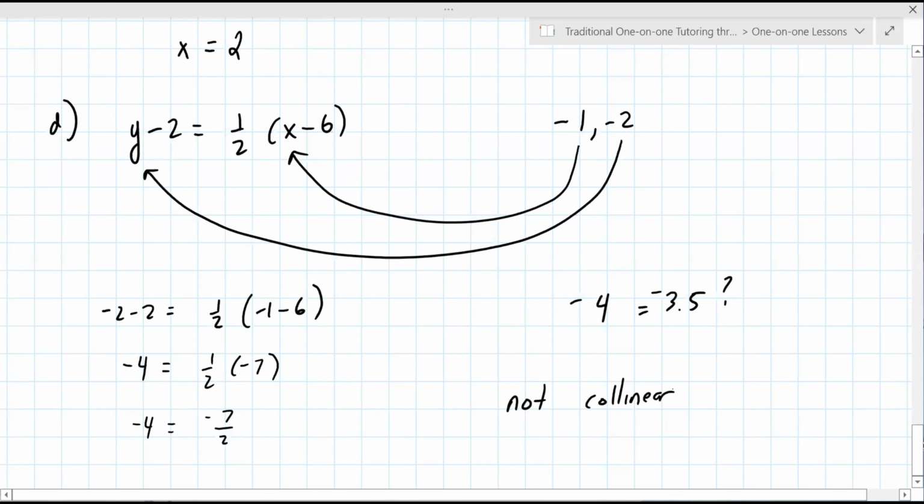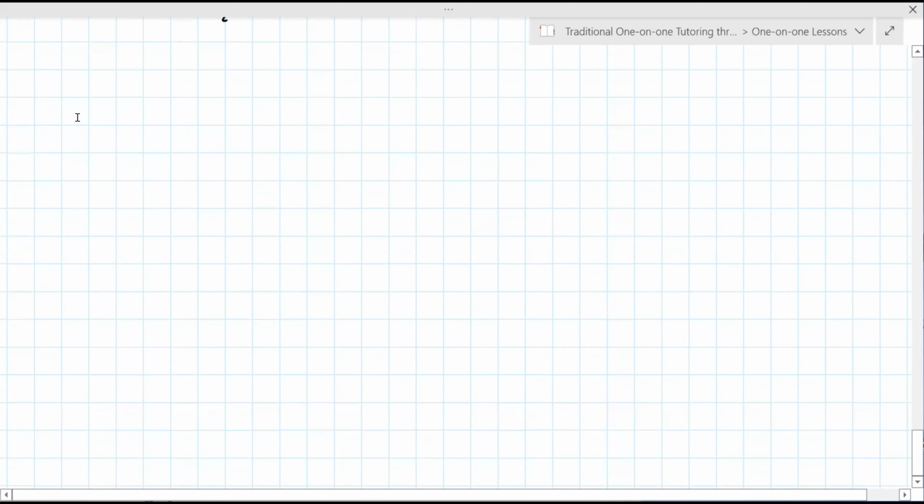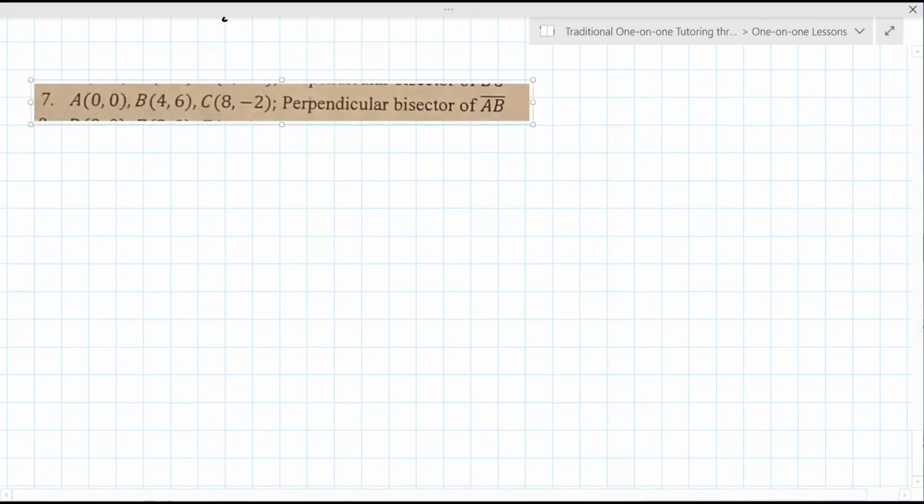Not collinear. All right. Okay, so the good news is that went slightly faster than the last one. Still a lot of time, but that's okay. This isn't about doing it fast, but we're gonna look at 7, and it's more of the same. There's not much difference about this one. But let me go ahead and grab the snip of the graph.